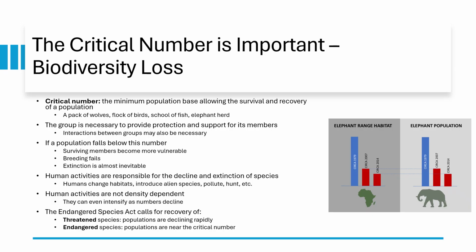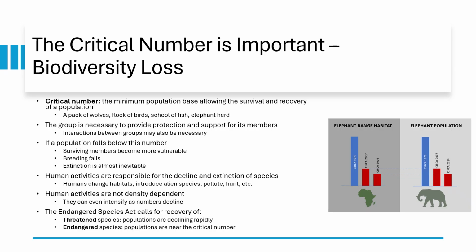When we think about the critical number, we can think about things like a pack of wolves, a flock of birds, a school of fish, or an elephant herd. We all get a sense that we need a certain number of individuals in order to have the production of the next generation. So the group is absolutely necessary to provide protection and support for its members. You have to have interaction between the members of that group.